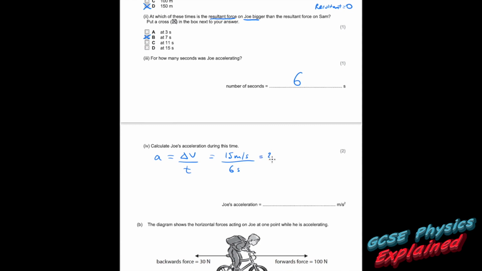And that equals 2.5 meters per second squared. Because that's meters per second, or meters per second squared is how we simplify it.